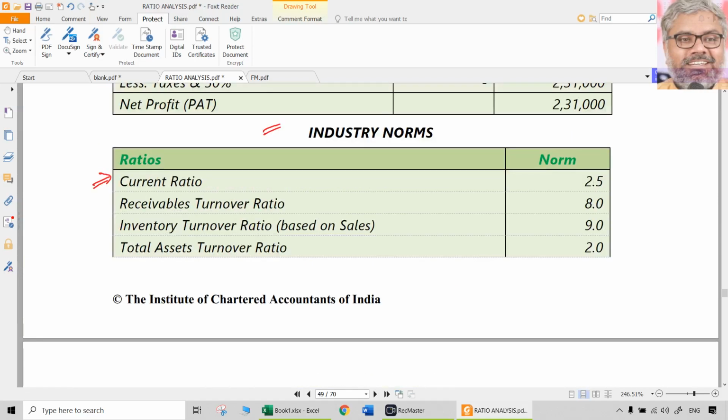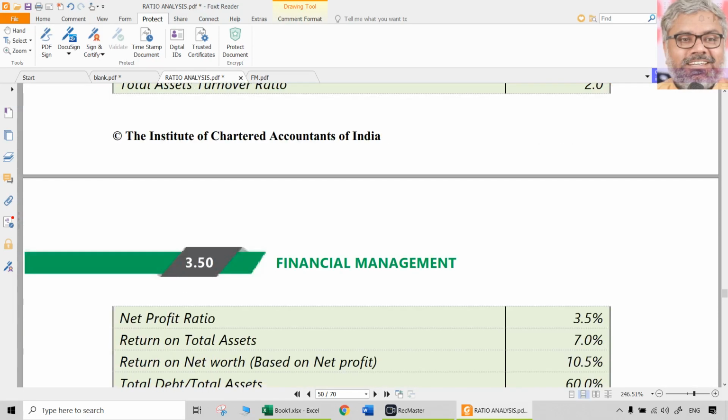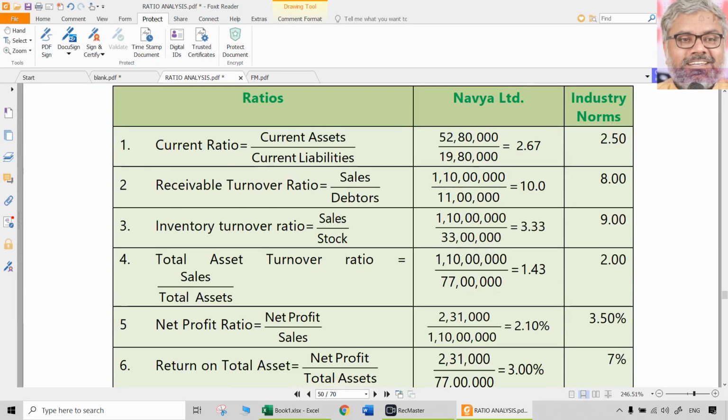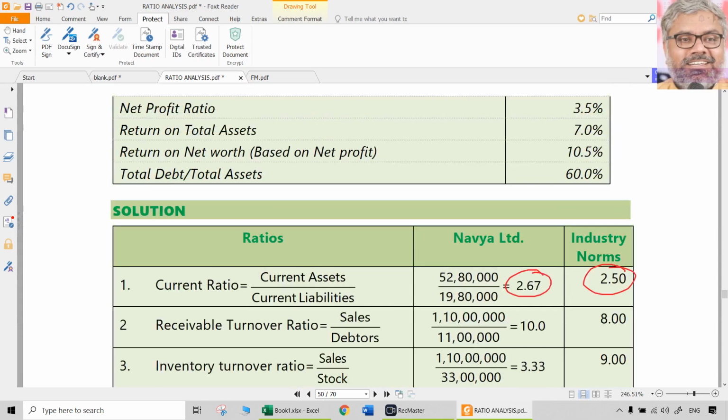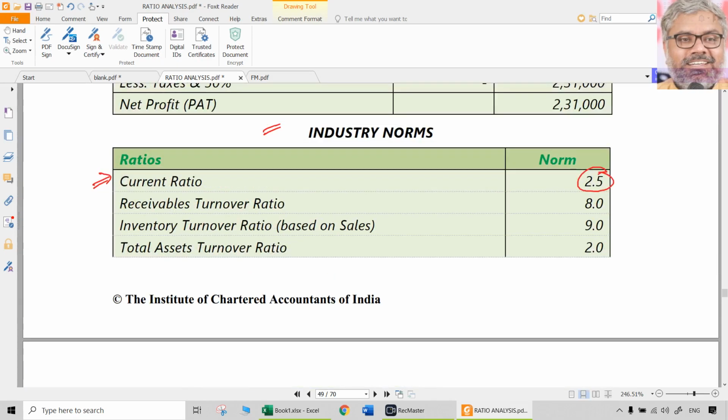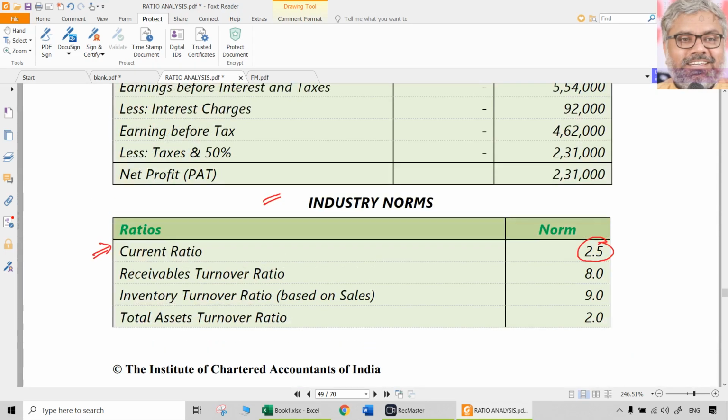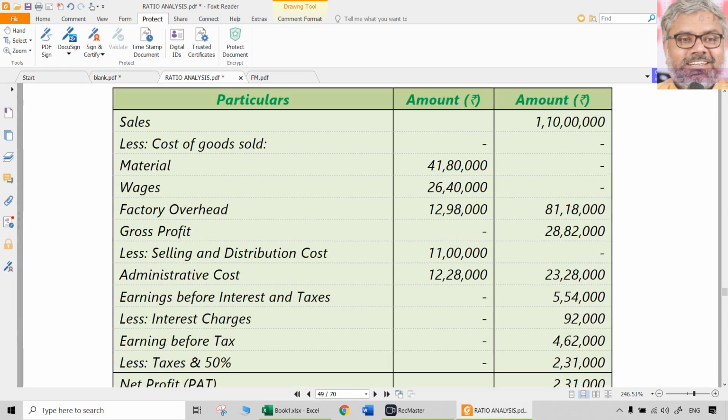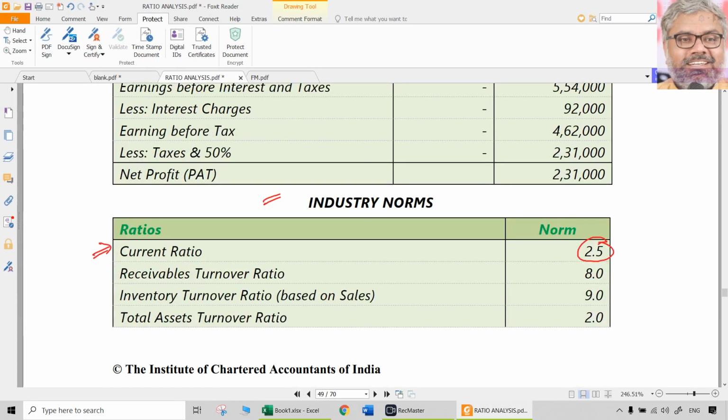And what is the industry norm? 2.5 only. So is Navya Limited doing better than that? Yes, definitely yes. So 2.67 is better than the industry norm. Current ratio, if it is higher, it is generally considered to be a good thing. Not too much higher, but reasonably higher is okay. It is absolutely above the industry norm. So no problem at all as far as current ratio is concerned.